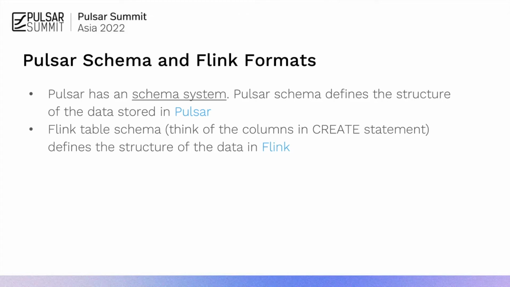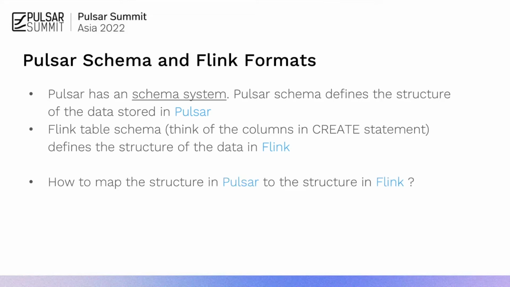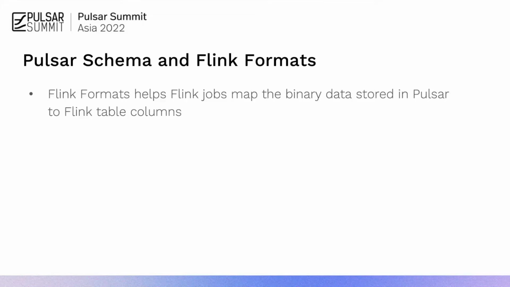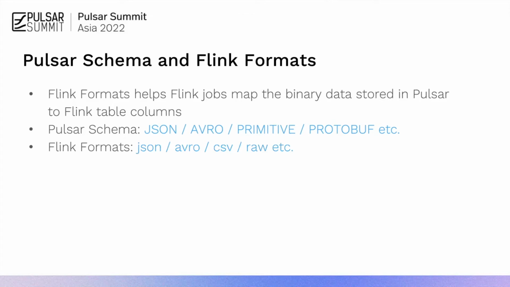Now here comes the question. How does the Pulsar SQL Connector translate or map the structure in Pulsar to structure in Flink? That's where the Flink format kicks in. You can think of Flink format as this: it helps Flink jobs to map the binary data stored in the Pulsar topic to Flink table columns. We know that Pulsar has JSON schema, Avro schema, primitive, and protobuf. And we know that Flink has some provided and existing formats, such as JSON, Avro, CSV, and raw, etc.